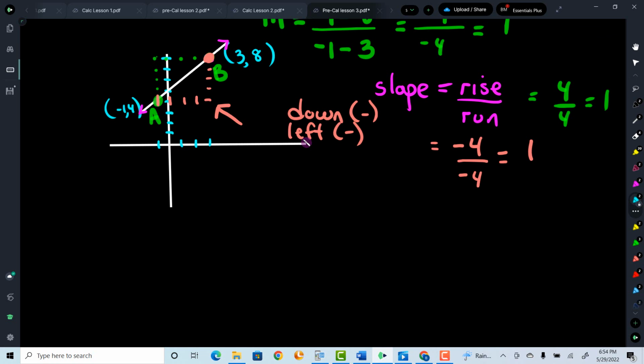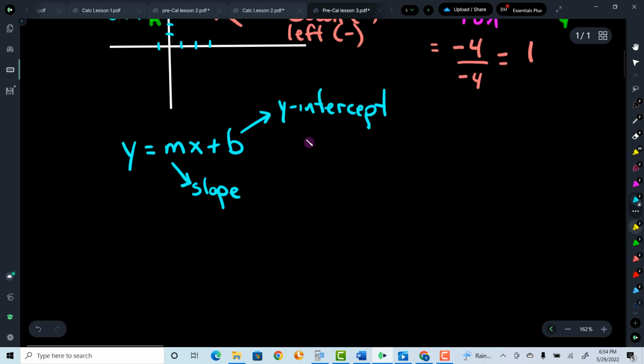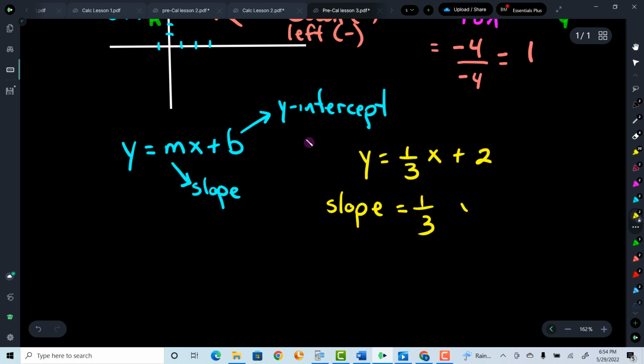Let's look at an equation. Remember the equation y equals mx plus b? So what do the parts of the equation represent? Well, the m, there's my slope. And here we have b, my y-intercept. Slope and y-intercept. So if I have the equation y equals 1/3 x plus 2, what's the slope of that line? The slope of that line is 1/3. What's the y-intercept of that line? 2.